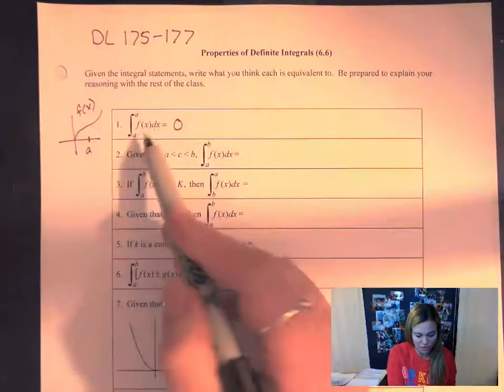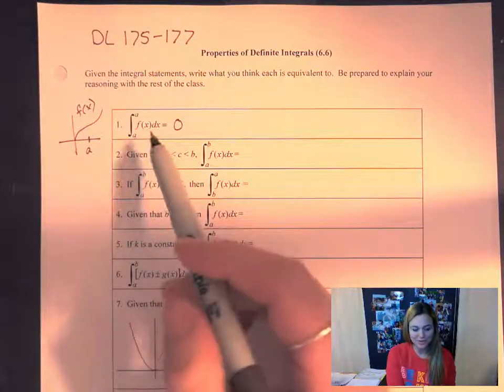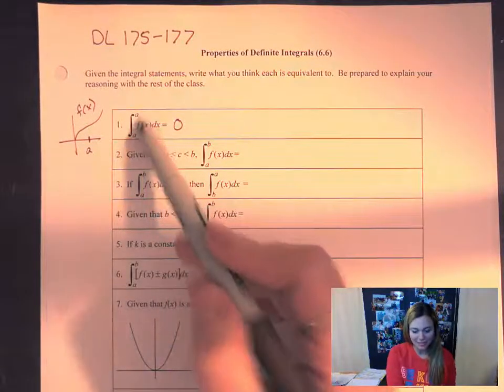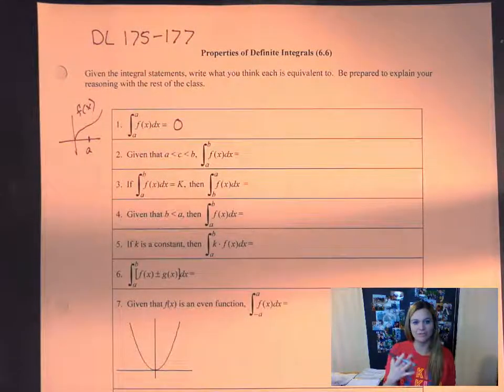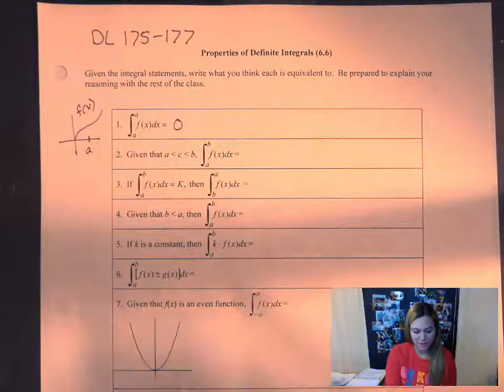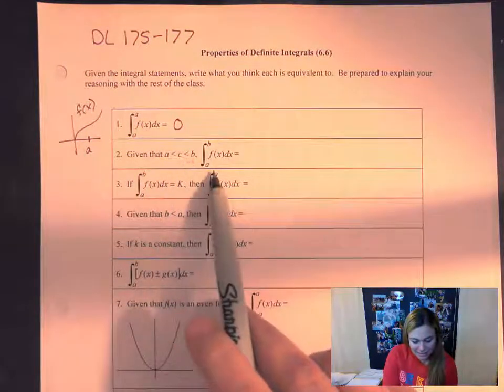And it's always the curve f of x, whatever's in the integral. If I would do the antiderivative and do capital F of b minus capital F of a, here it's capital F of a minus capital F of a, which is still going to be 0. So this is 0.